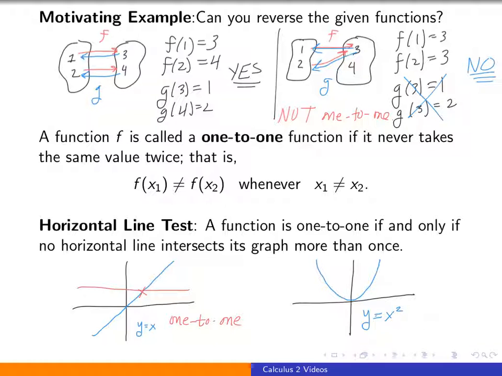is one-to-one. Now y equals x squared is a bit different. If you draw a horizontal line which corresponds to a negative y value, it does not intersect the curve at all. That's perfectly fine. But with a positive y value, it intersects the curve in exactly 2 spots. So y equals x squared is not one-to-one.